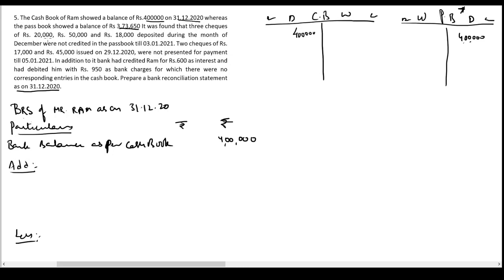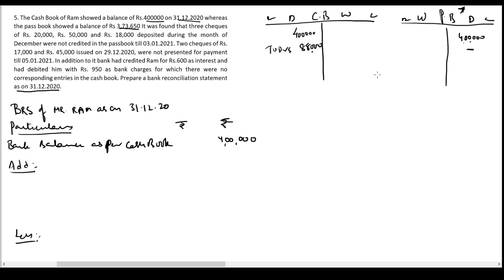So we have deposited three checks. As soon as we receive the check and deposit the check in the bank, we pass the entry bank account debtor to debtor account in our books. So we pass the entry to debtors. 70 plus 18, 88,000 has been recorded in the month of December. Before December we have recorded this entry, but up to 31st December there was no credit in the passbook.